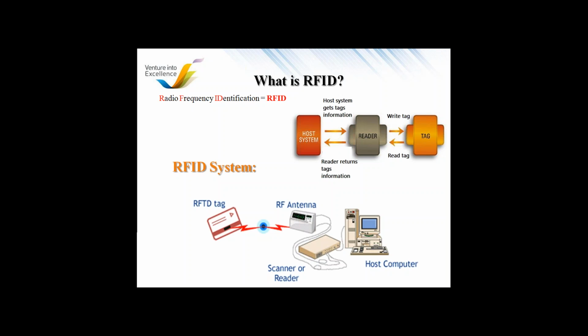And if the operator needs to write some specific data in the tag, the host system will, based on the reading data, determine which data should be written in this tag, and send a command to the reader to write. And that is the whole process of reading and writing an RFID tag in an RFID system.